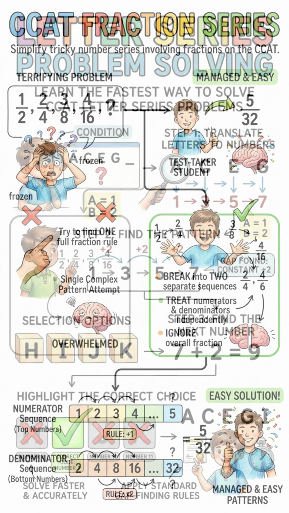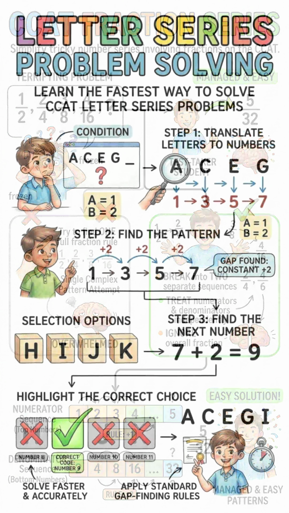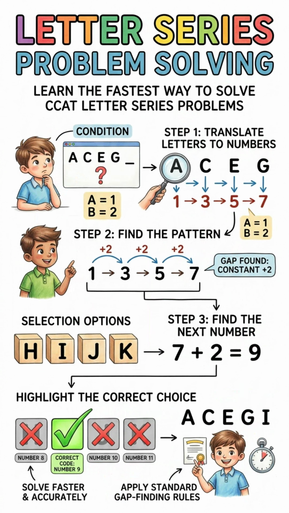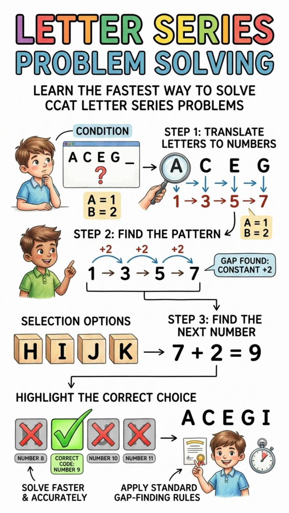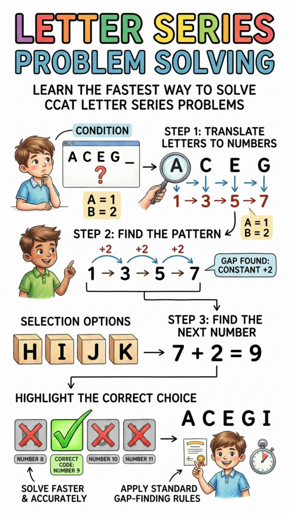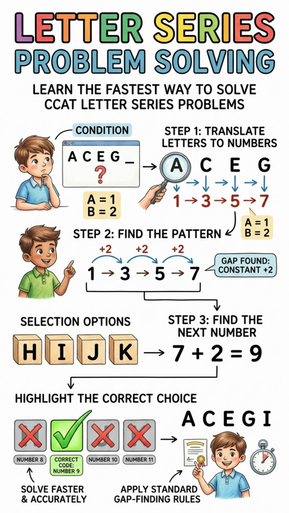This same logic applies when the exam gives you a sequence of letters instead of numbers. The alphabet is just a number series in disguise. The fastest way to solve a letter series is to mentally translate the letters into their corresponding numbers, where the letter A is 1, B is 2, and so on. Once you translate the letters into numbers, you apply all the standard gap finding rules we just discussed, find the next number, and translate it back into a letter for your final answer.